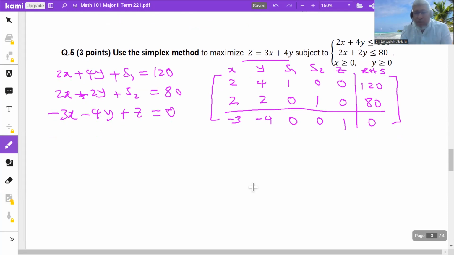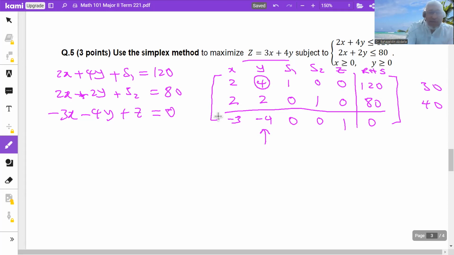To do a pivot operation, we try to find the pivot element. To find it, we first look at the entries of the last row. The most negative number is negative 4. Negative 4 is less than negative 3, so I choose this column. This would be the pivot column. Then I start dividing the right-hand side by the numbers in this column. 120 divided by 4 is 30, and 80 divided by 2 is 40. Which is smaller? 30 is smaller, so 4 is the pivot element.